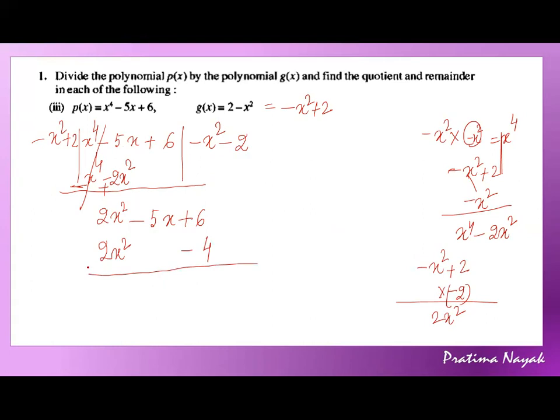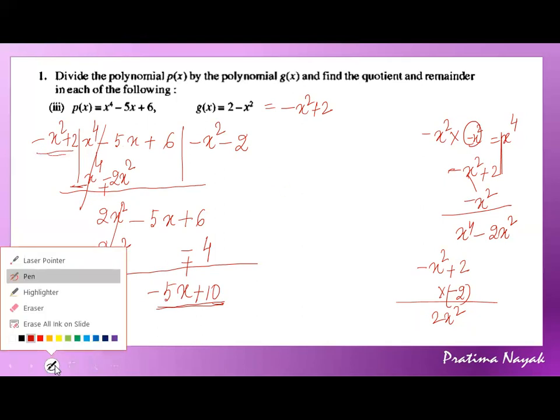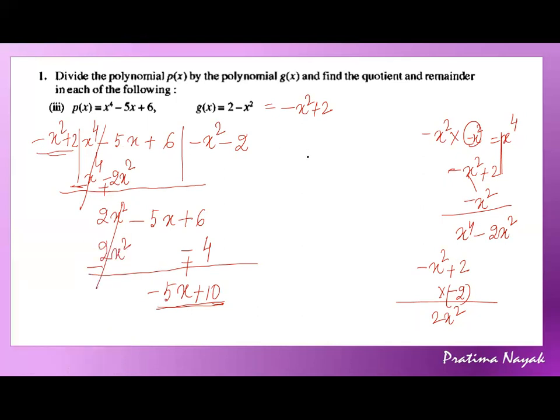So subtraction, this 2 will be cancelled. You are getting minus 5x plus 10. Shall I do more? Shall I carry on? No, because minus 5x has degree less than your x square. So I'll stop here. Then I'll write the answer. Q(x) is equal to minus x square minus 2, and R(x) is equal to minus 5x plus 10.